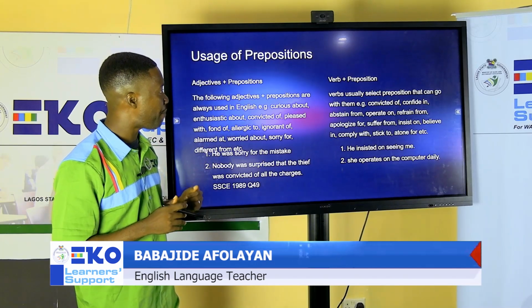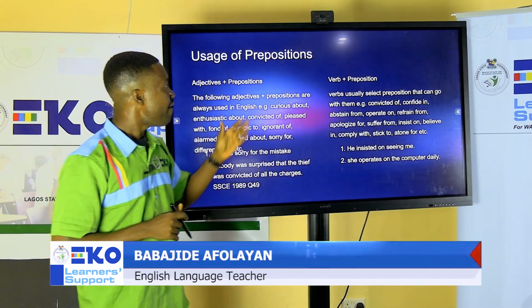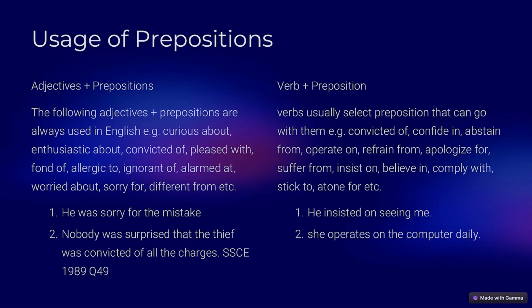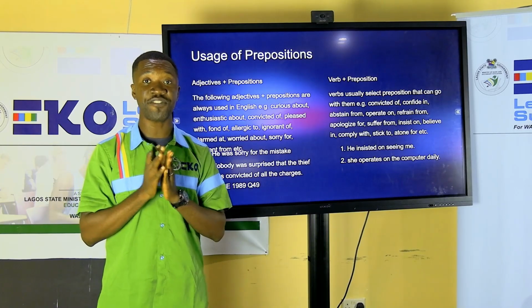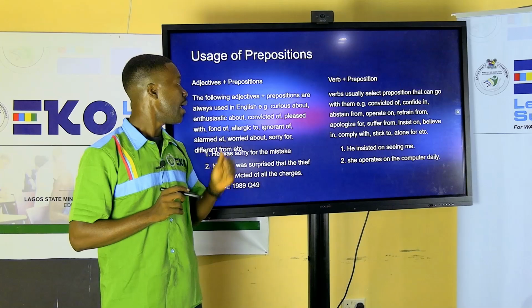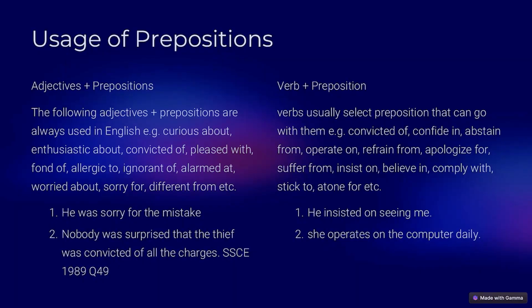Now, let's go to verb plus prepositions. Verbs usually select prepositions that go with them. For example, we have convicted of, confide in, abstain from, operate on, refrain from, apologize for, suffer from, insist on, believe in, comply with, stick to, and atone for. We also have many other examples.